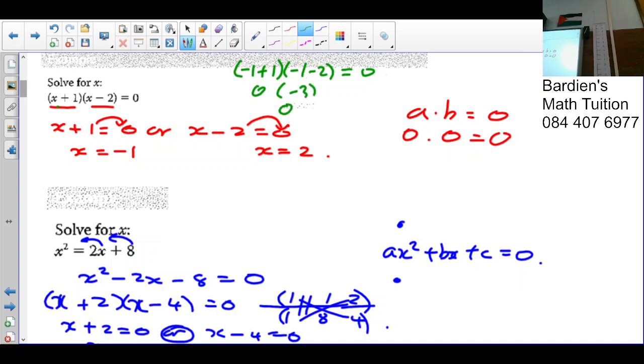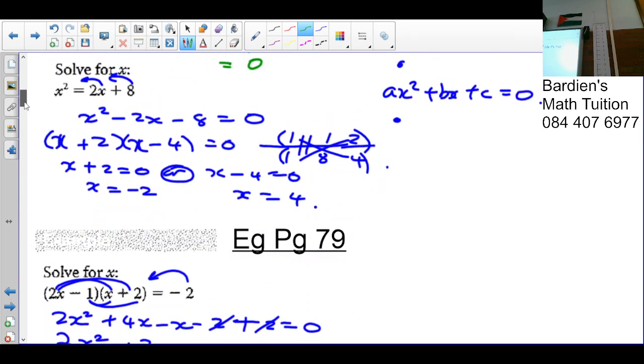Can you see that? If I had put in 2 in there, so it will be 2 plus 1, 2 minus 2. What's 2 plus 1? 3. 2 minus 2, 0. 3 times 0, 0. You see that, people?